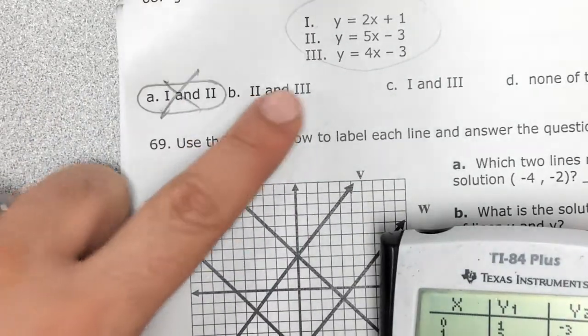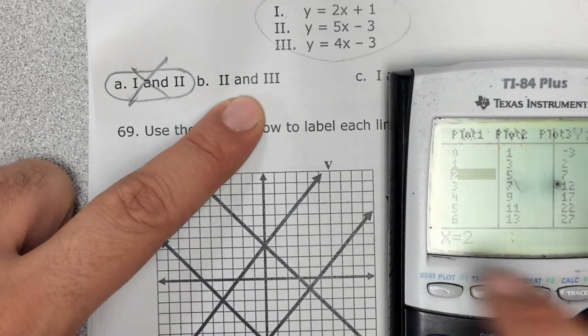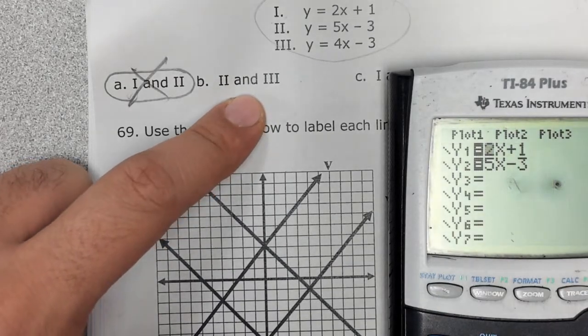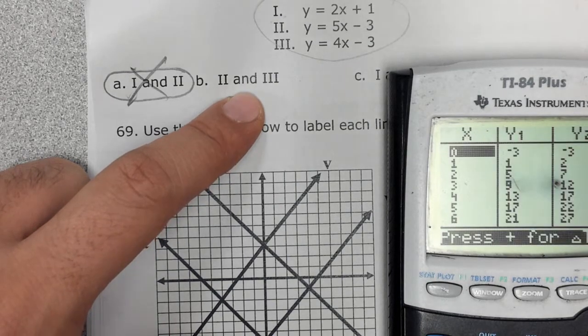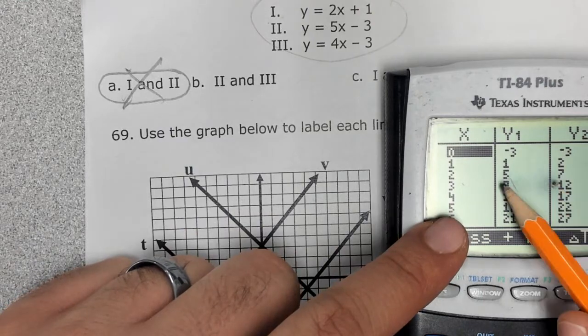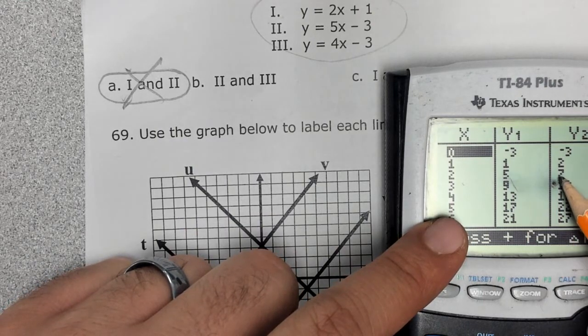B says try 2 and 3 together. So I'm going to graph 2 and 3 together. 2 is 5x minus 3, and 3 is 4x minus 3. Alright, let's see. They do not meet at (2, 5). One is at (2, 5), the other one is at (2, 7).